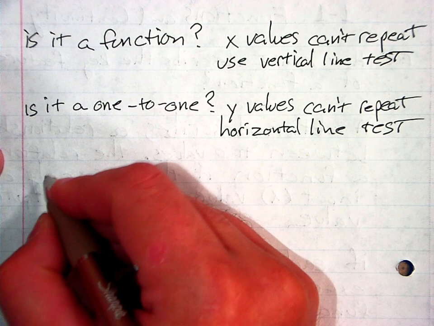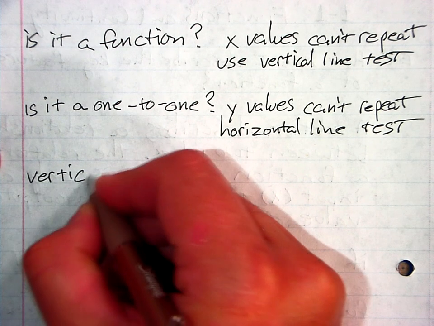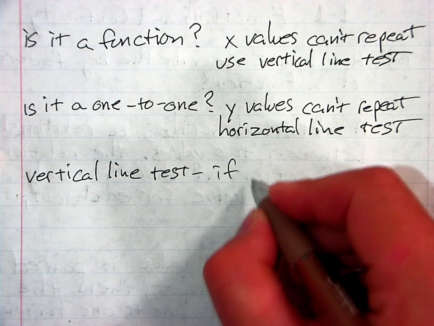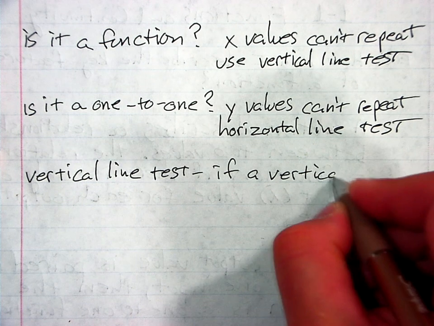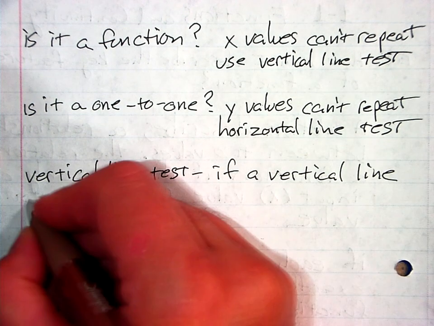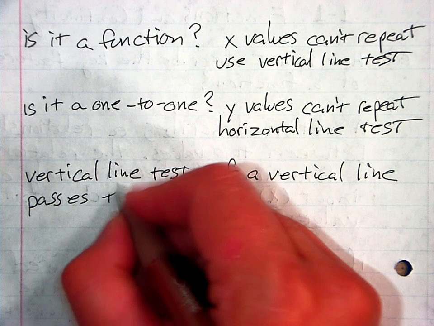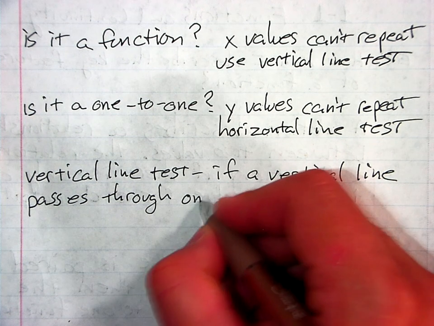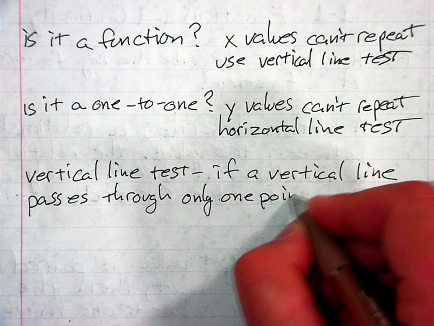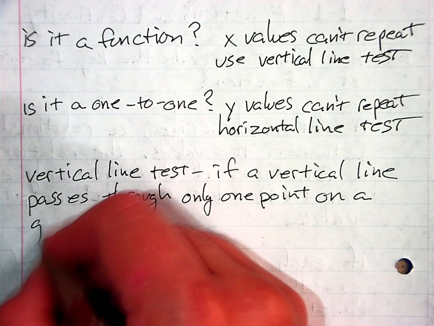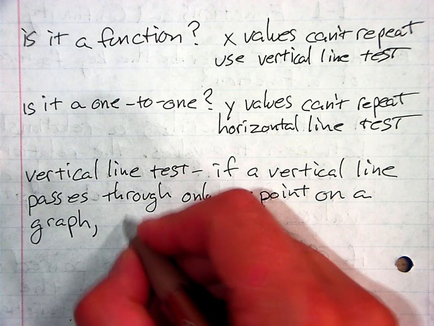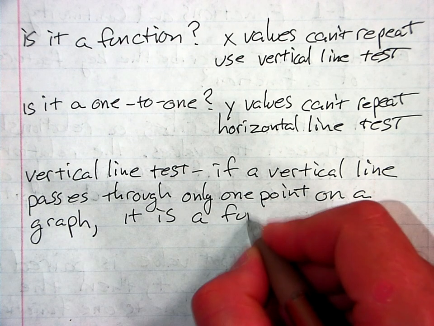All right, so let's figure out what a vertical line test is. If a vertical line passes through only one point on a graph, comma, it is a function.